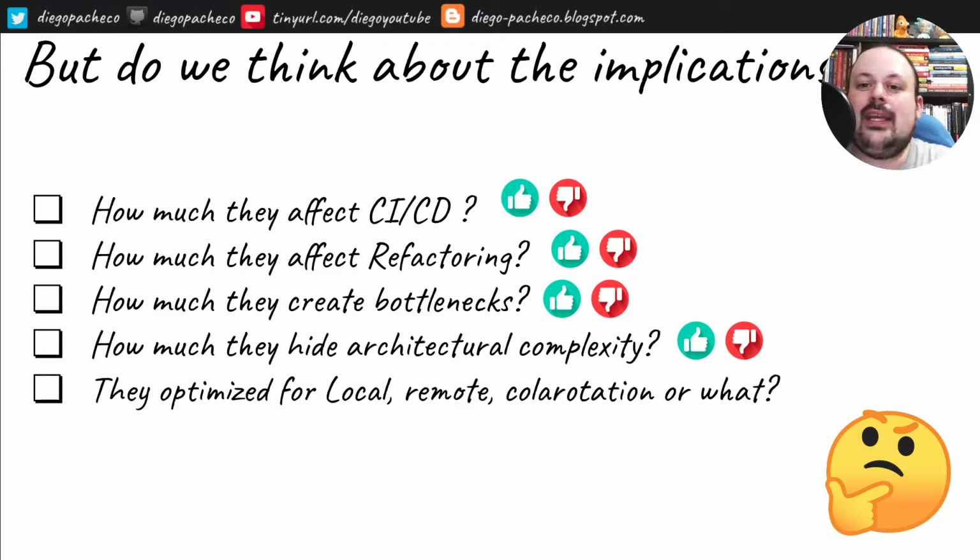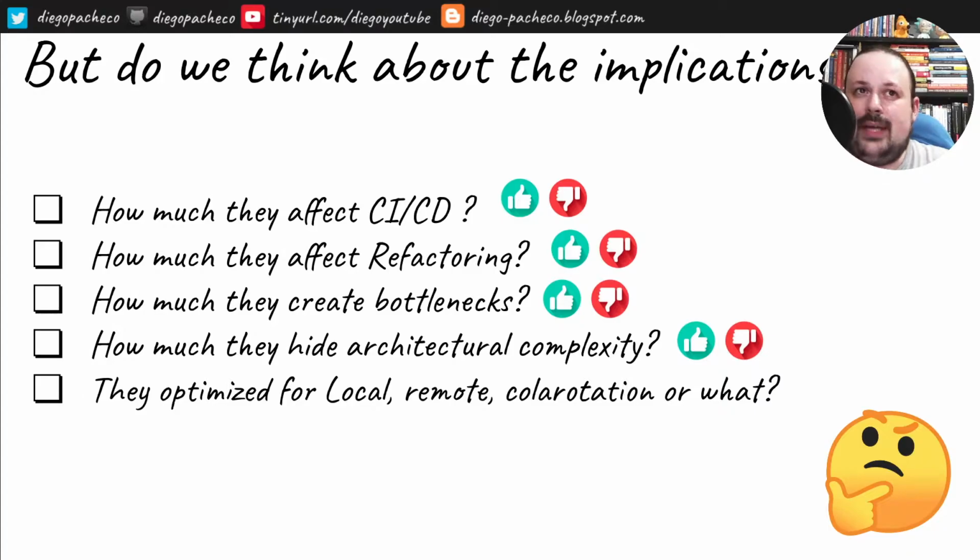And finally, we need to think about the model and what the model is optimized for, right? Because there are different optimizations. Is the model optimized for local, collocated work? Is it optimized for remote work, which is still the same thing but distributed? Is this work model optimized for local collocation, like you're doing pair programming most of the time, or mob programming?